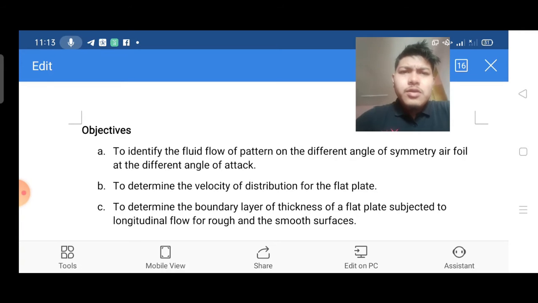The first objective of this lab is to identify the fluid flow pattern on a symmetric airfoil at different angles of attack. The next is to determine the velocity distribution for the flat plate, and the last one is to determine the boundary layer thickness of a flat plate subjected to longitudinal flow for rough and smooth surfaces.